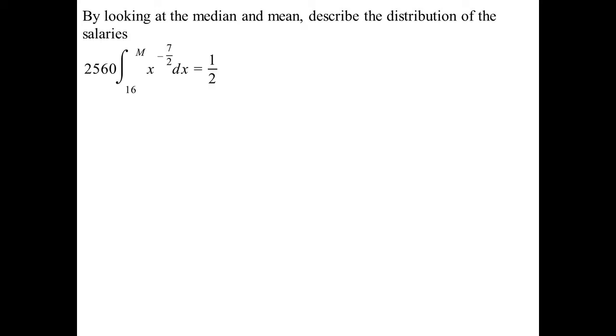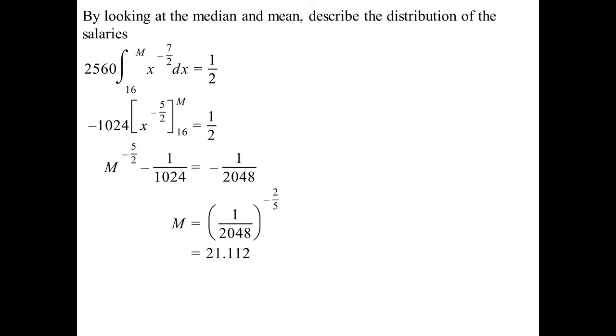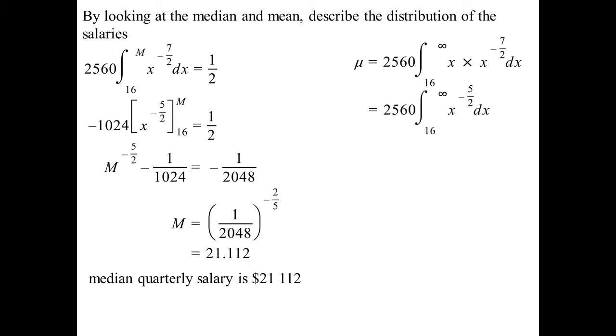So we find the median: the integral from 16 to m of x to the minus 7 on 2. That's going to equal a half. So add 1 to the power over the power, subbing in, and eventually we get that the median is 21.112. But remember, that's in thousands of dollars. So the median quarterly salary is $21,112.